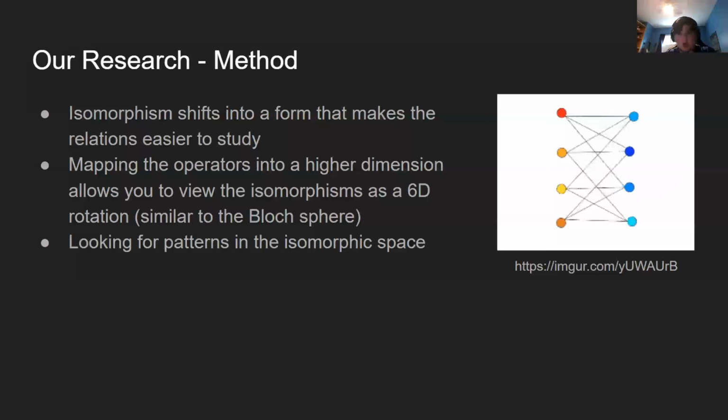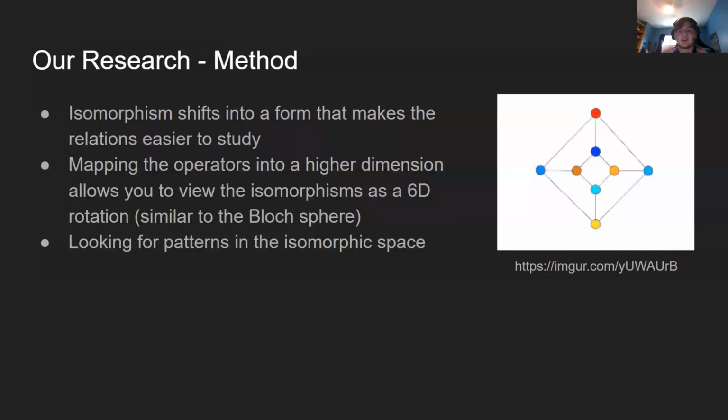If you've seen them in algebra, you might have seen them in linear algebra, you've seen them in a lot of places. But anyhow, the idea is that they're the same object, they're just looked at in a slightly different way.